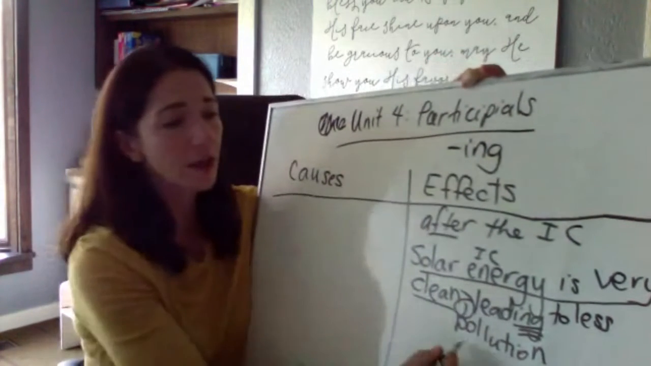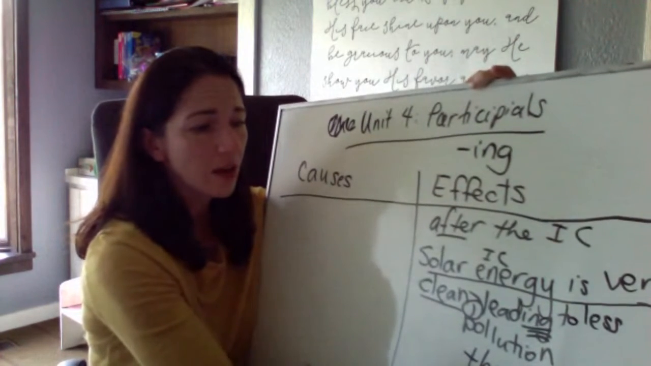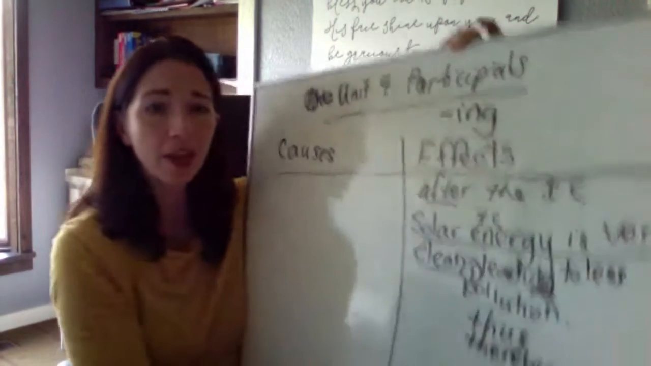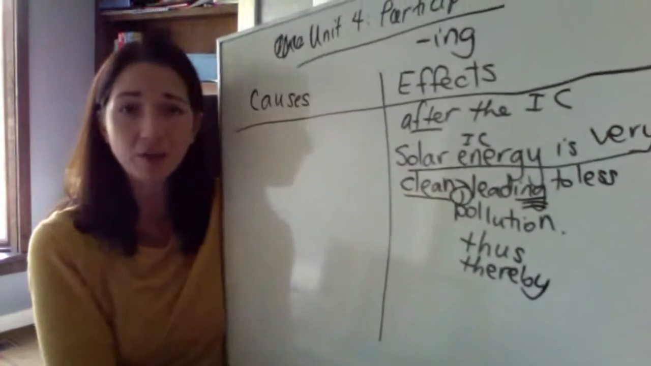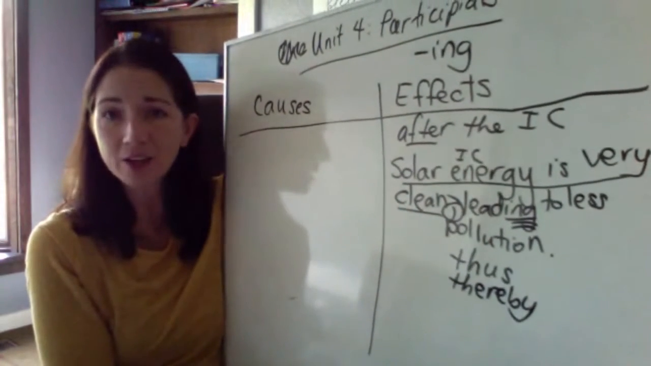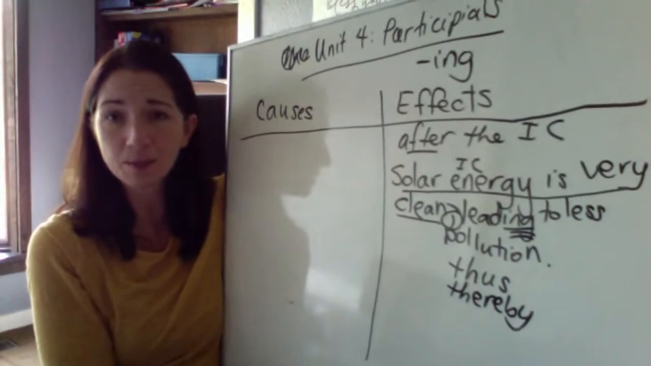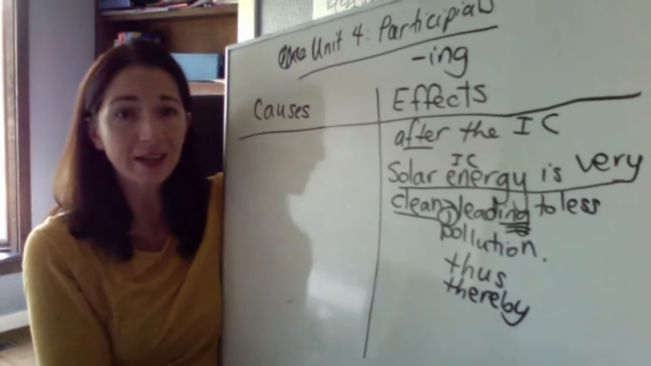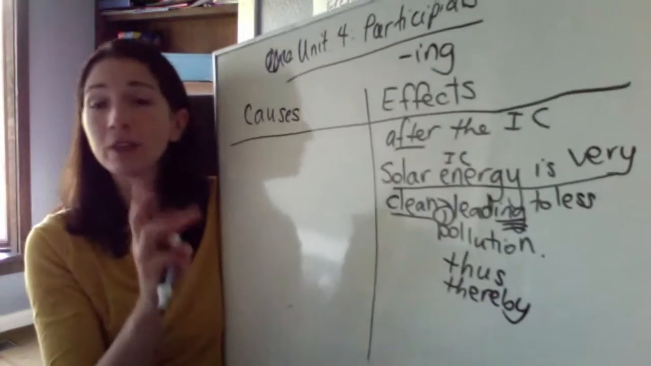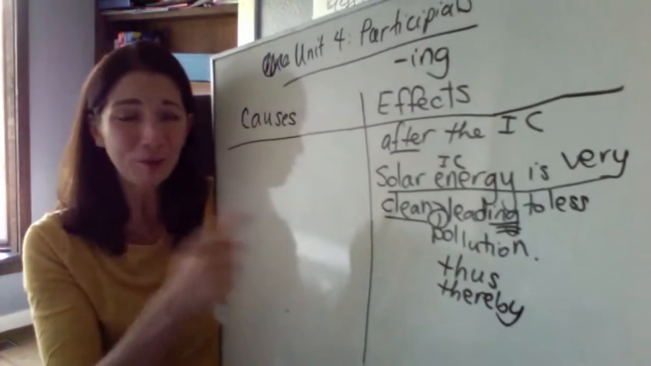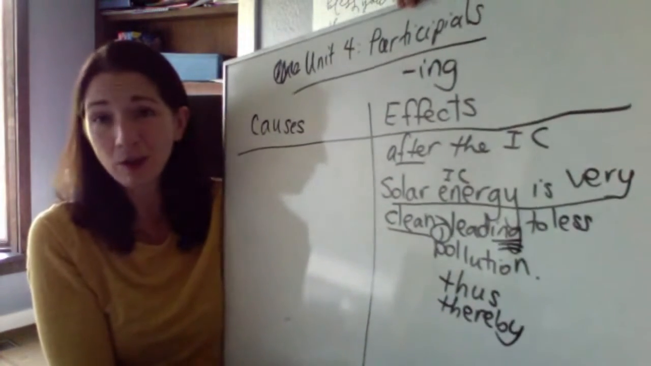And now another thing that we can add is a little adverb, thus or thereby. And thus and thereby can come right here after the comma, just to give a little bit extra emphasis. Solar energy is very clean, thus leading to less pollution. Solar energy is very clean, thereby leading to less pollution. So two options, well, really three. No adverb, thus or thereby. We cannot use other ones. It's just a grammar rule.